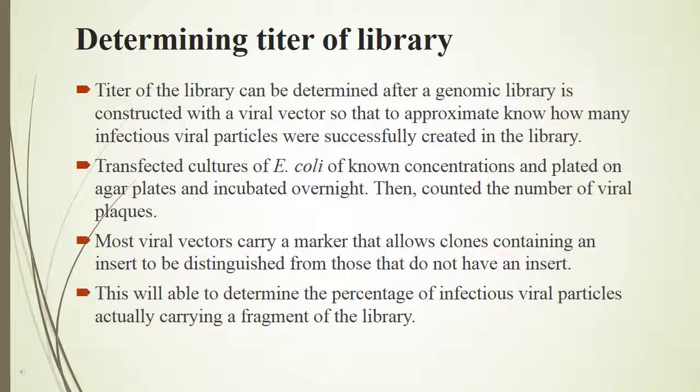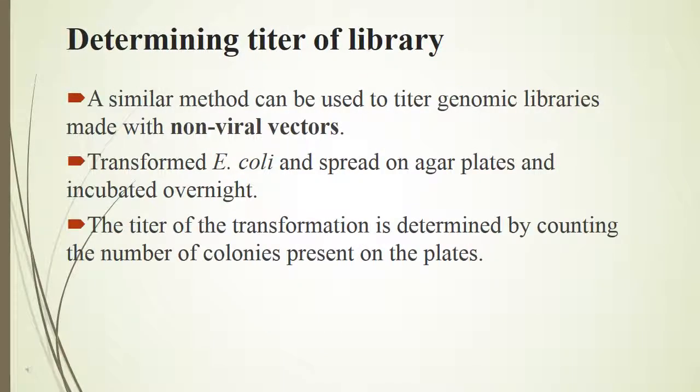Most viral vectors carry a marker that allows clones containing an insert to be distinguished from those that do not have an insert. This makes it possible to determine the percentage of infectious viral particles that actually carry a fragment of the library. A similar method can be used to titer genomic libraries made with non-viral vectors. Titer of library is initiated with transformed E. coli spread on agar plates and incubated overnight. The titer of the transformation is determined by counting the number of colonies present on the plates.